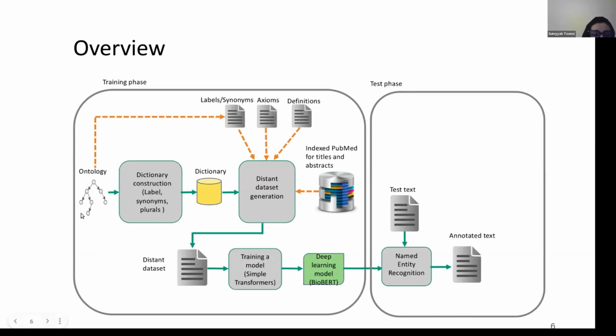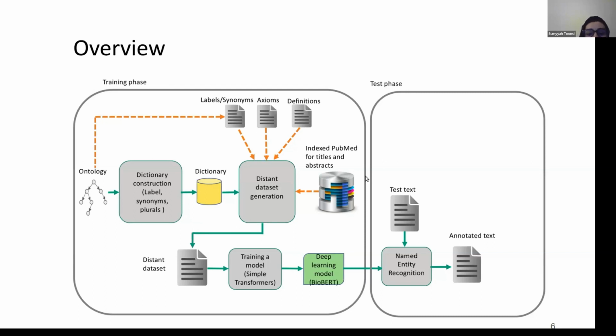It's like a phenotype or a disease. We create our dictionary, and then we use it to label and to create this weakly labeled data set. And it depends on which component we're trying to explore. So either labels and synonyms together, axioms or definitions, or even a combo.